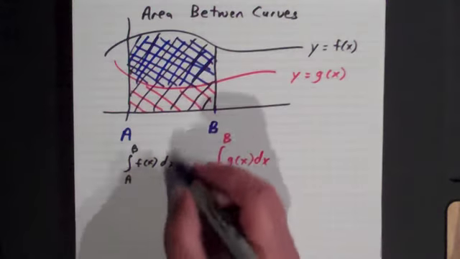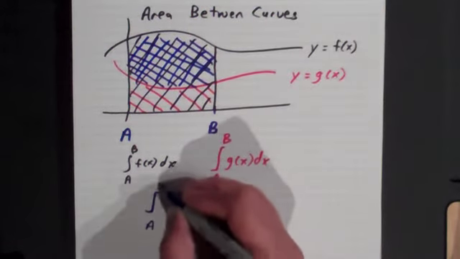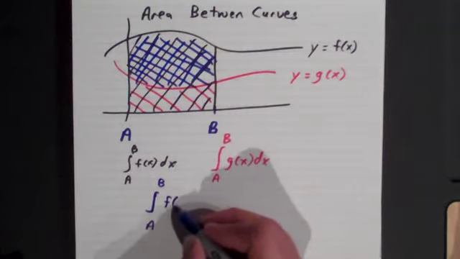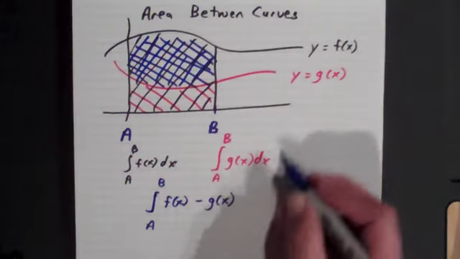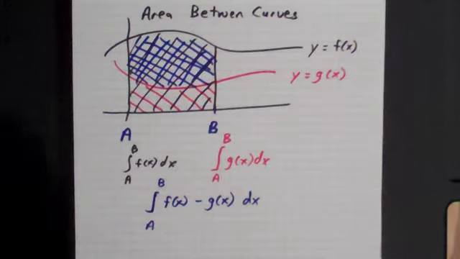So basically the area between two curves, you would integrate from a to b the curve that's on top, in this case f of x, minus the curve that's on bottom, which again in this case is g of x. And that's how you'd find the area between two curves.